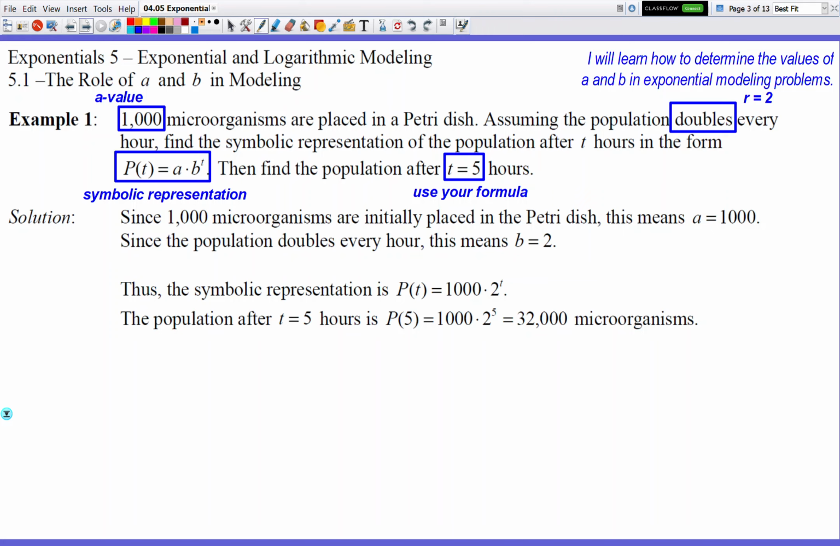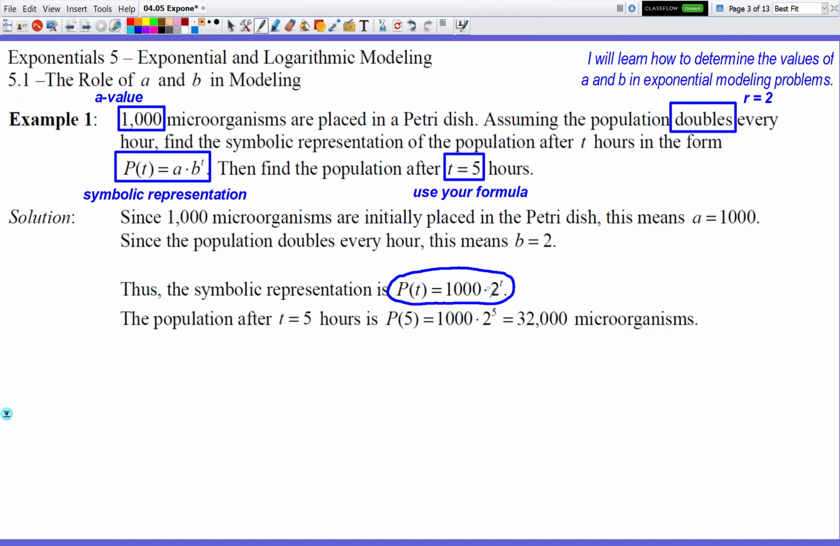So the number is going to be 2. Okay, and that's how we get this equation down here, right? So this is eventually our equation, where the 1,000 takes the place of the a, the 2 takes the place of the b, and the t value, we don't replace it because that's going to be the variable in the formula. This is the symbolic representation.